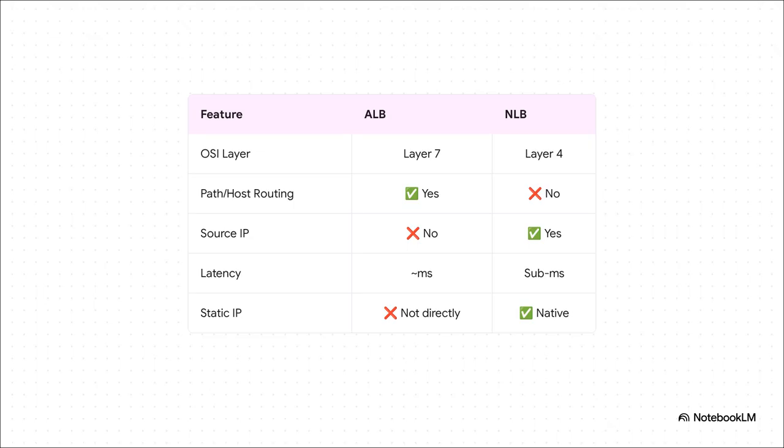Does your security setup need to see the original user's IP? That's a job for the NLB. Do you need a permanent static IP to give out to your customers? Again, NLB is your guy. So, to sum it up, for most websites and APIs, you're going to start with an ALB. For anything else where pure speed and specific network features are king, you'll grab the NLB.